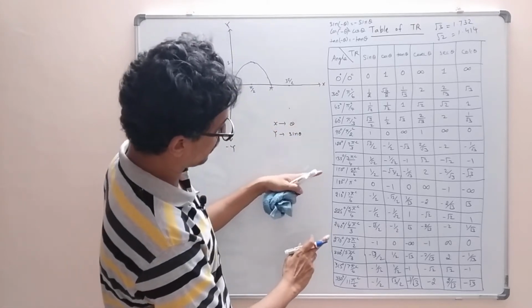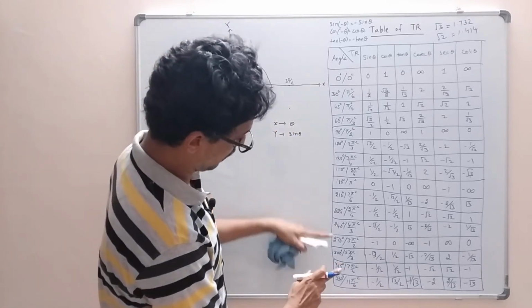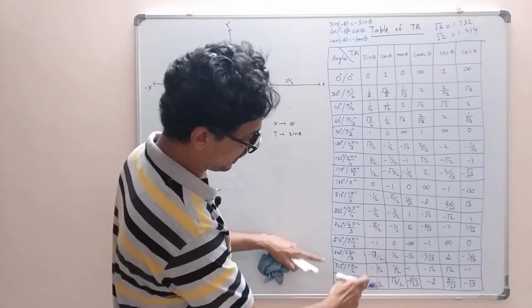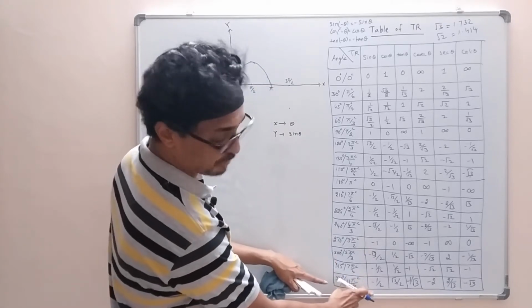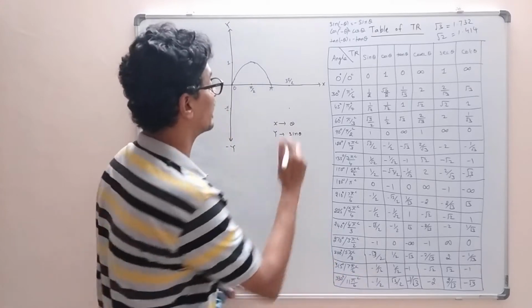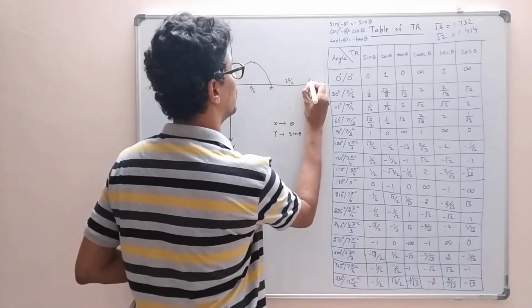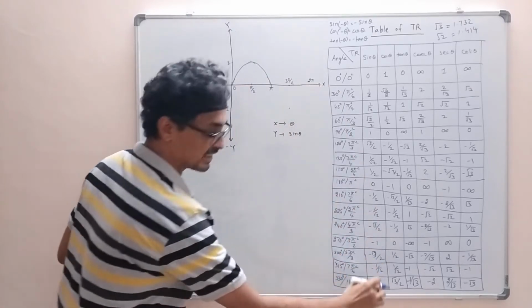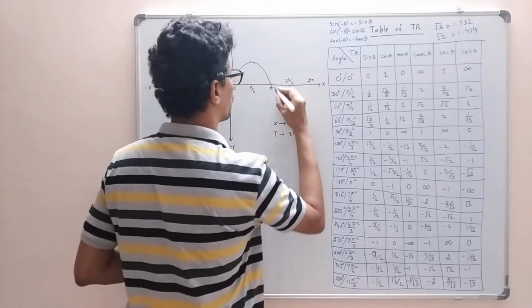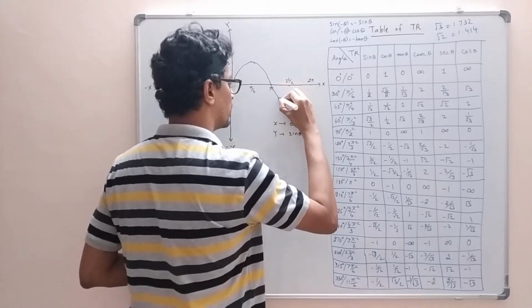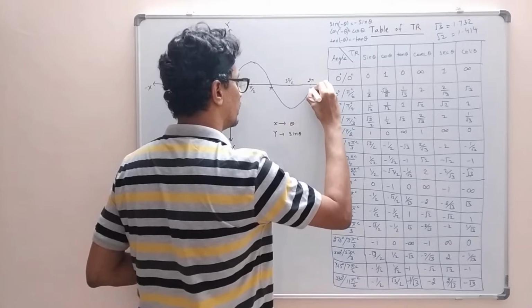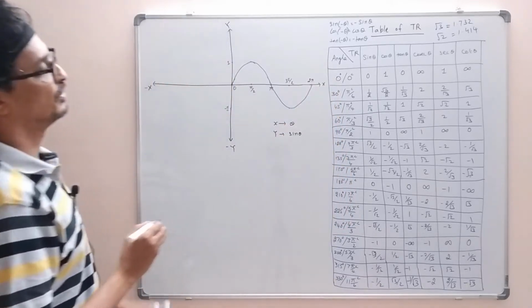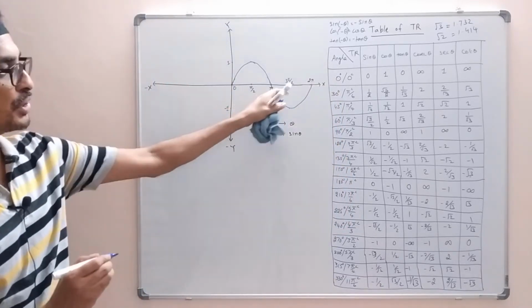Where is 3 pi by 2? Where we have 3 pi by 2. 3 pi by 2 becomes minus 1, and then again this becomes 0 at 360 degrees, that is at 2 pi. Correct? 2 pi, where the cycle completes. So the curve will go something like this. So this is for the positive theta.